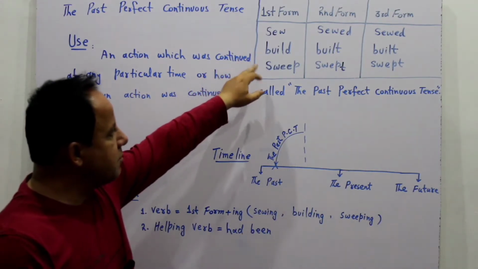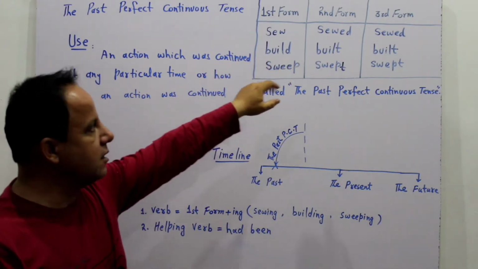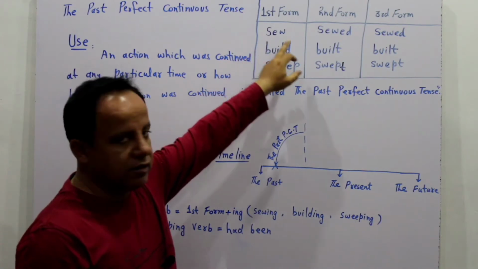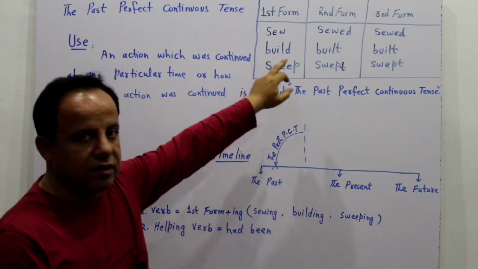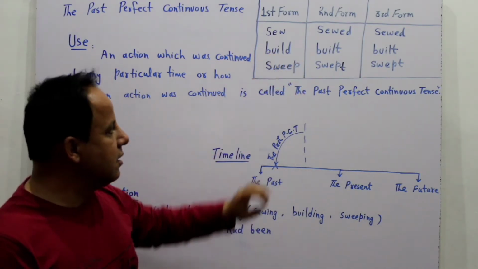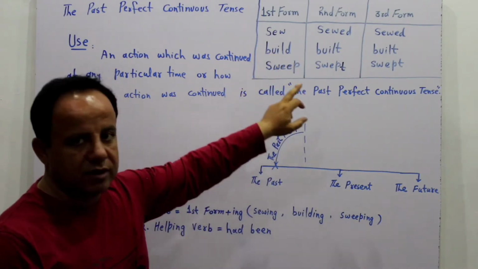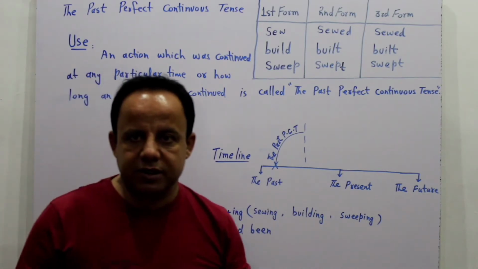The first forms, the second forms and third forms are there. The first verb is sow, second form is sowed and third form is sowed. Next verb is build, second form is built and third form is built. Last verb is sweep, second form is swept and third form is swept.